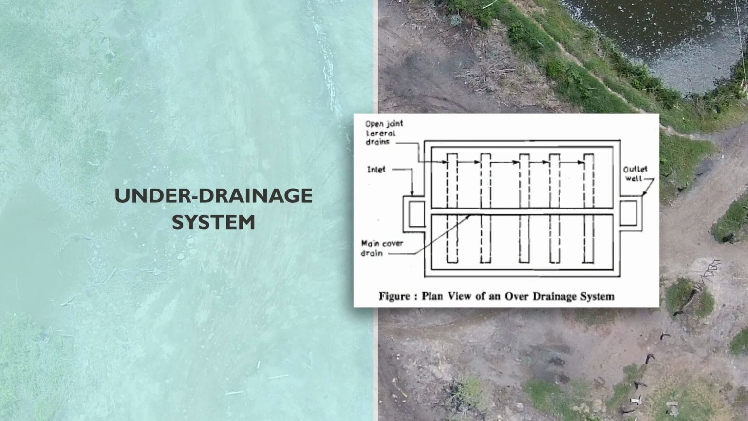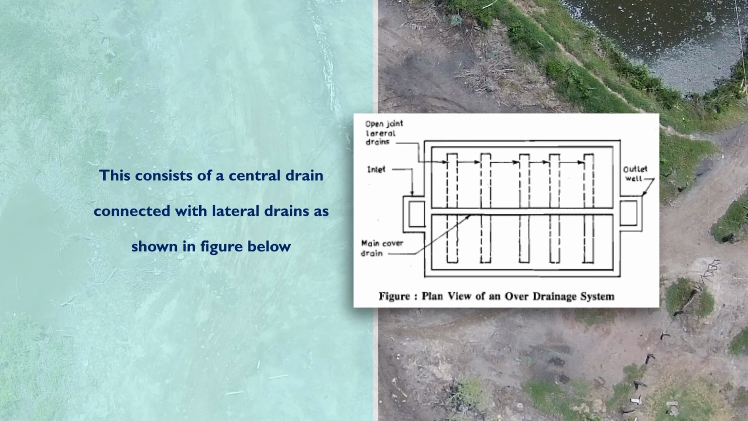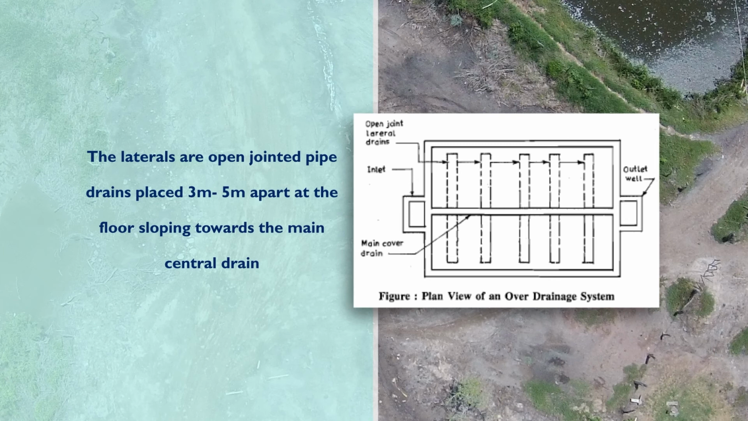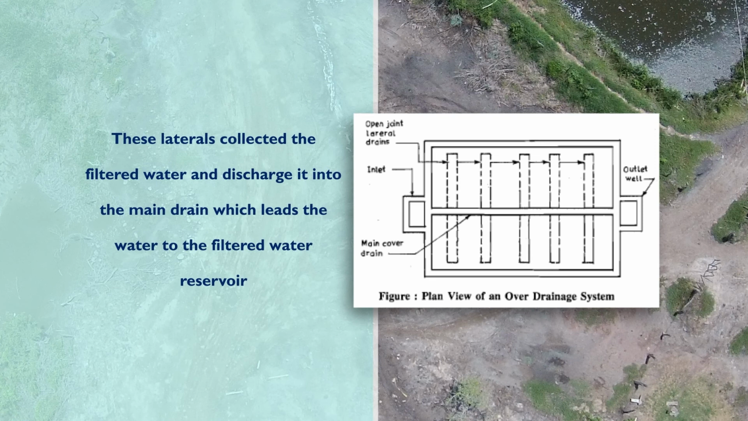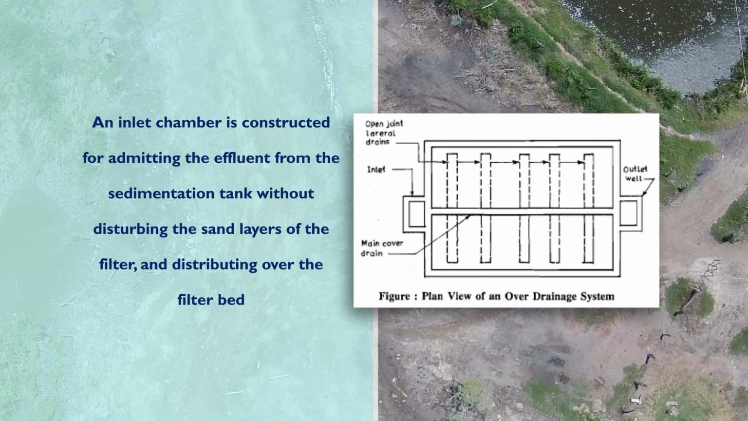Under drainage system. This consists of a central drain connected with lateral drains as given in the figure. The laterals are open joint pipe drains placed 3 to 5 mm apart at the floor, sloping towards the main central drain. These laterals collect the filtered water and discharge it into the main drain, which leads the water to the filtered water reservoir. So this is the picture of the plan view of the under drainage system.